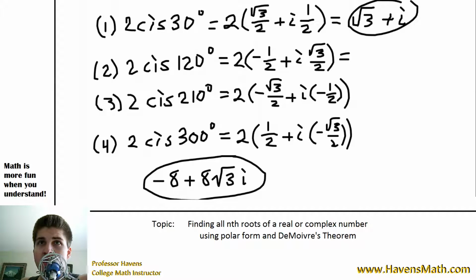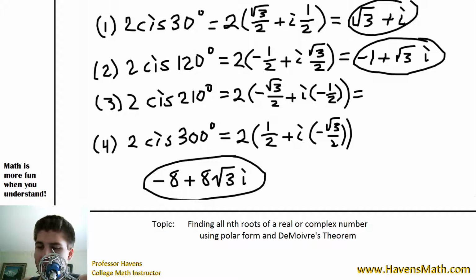And if we distribute the 2 here, again, the 2 would cancel both denominators. We'd be left with negative 1 plus rad 3i. Then this one, if we distribute the 2 times negative rad 3 over 2 would be negative rad 3. And then 2 times negative 1/2 would be negative 1, so negative 1i. Sorry, 2 times i times negative 1/2 is negative 1 times i, so just negative i.